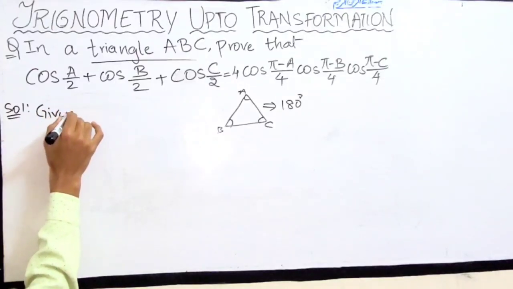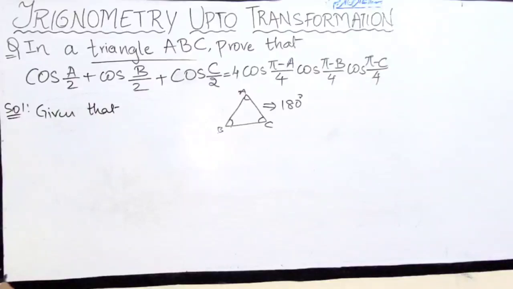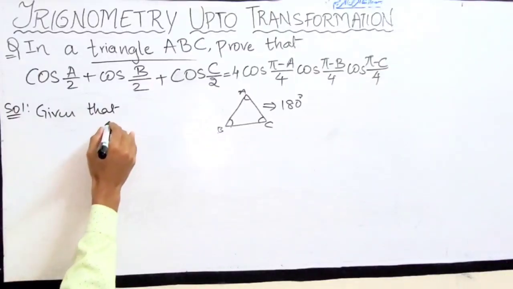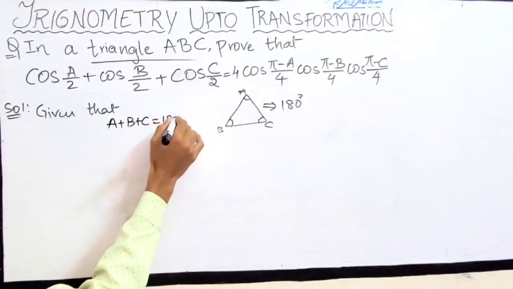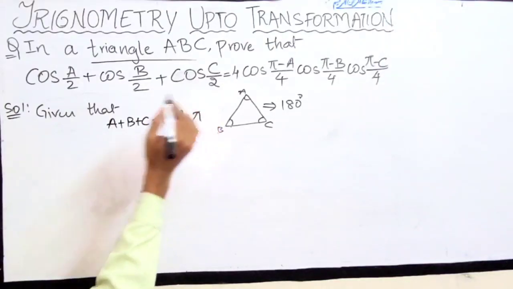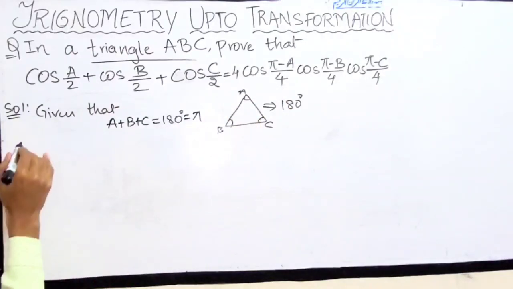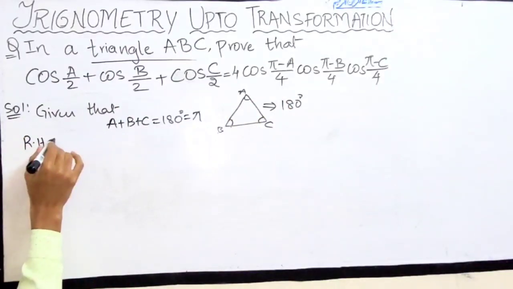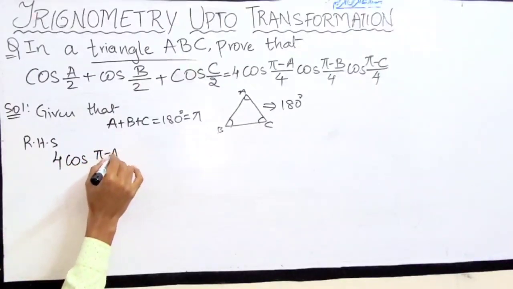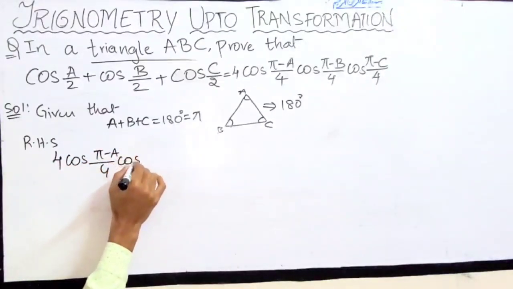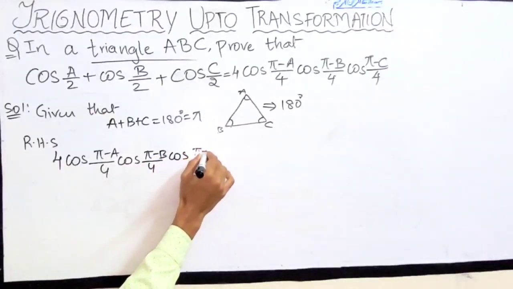So first step, as it is mentioned in the question that it is a triangle ABC, all the angles will be angle A plus angle B plus angle C is equal to 180 degrees, which can be written as pi. Now I'll solve the complete solution by using RHS. So what is our RHS here? RHS is 4 cos (pi minus A) by 4 into cos of (pi minus B) by 4 into cos of (pi minus C) by 4. This is our first step.